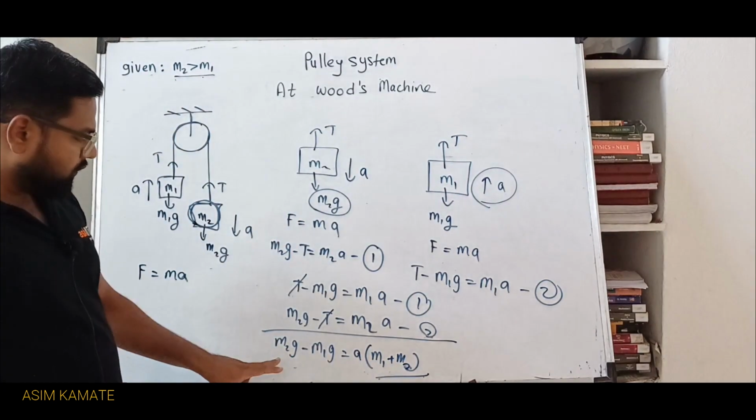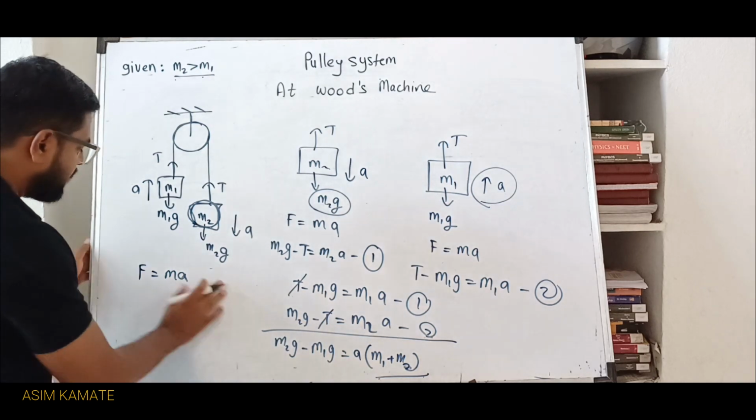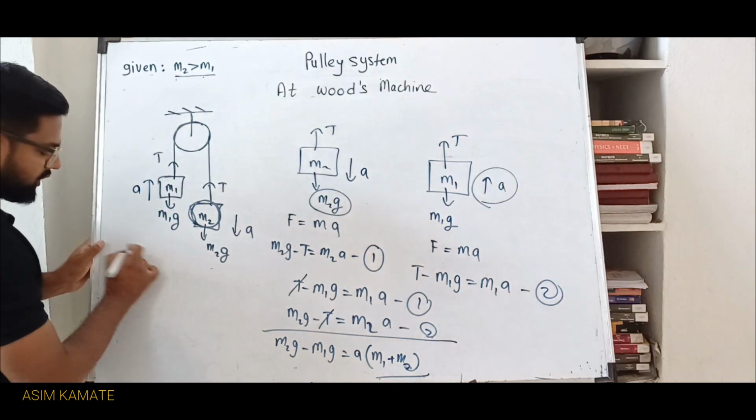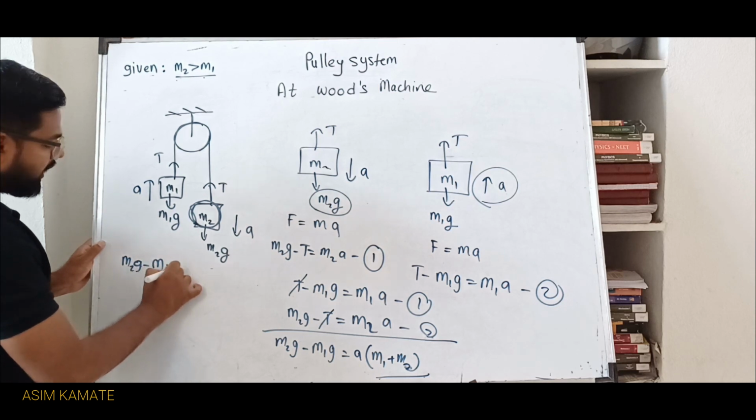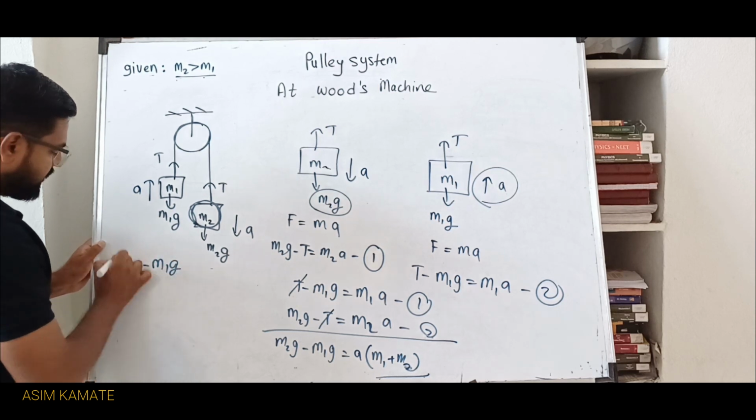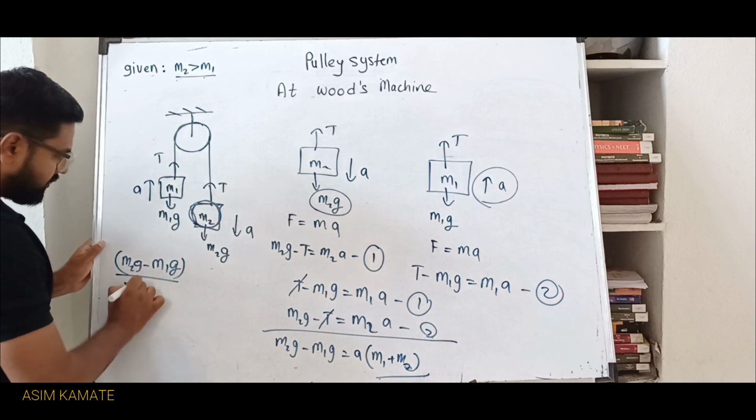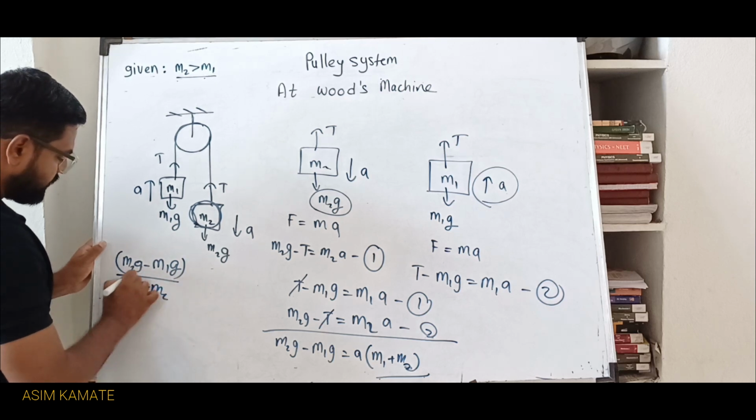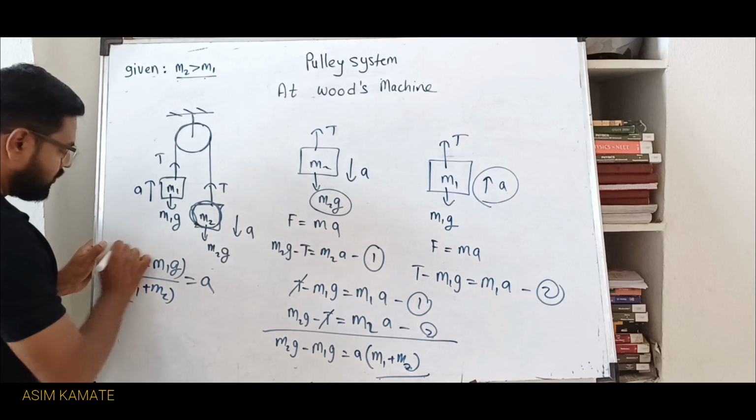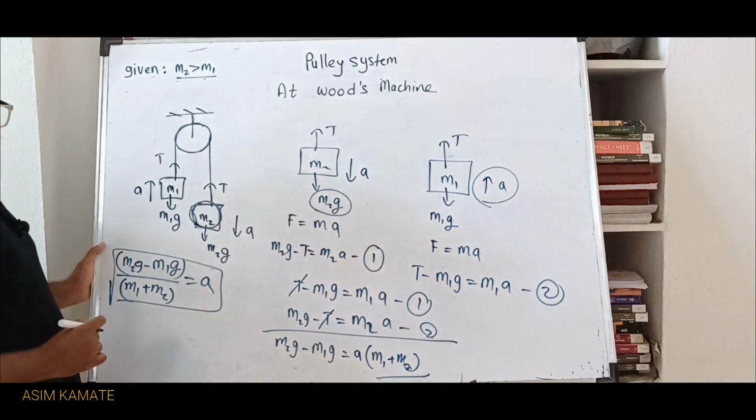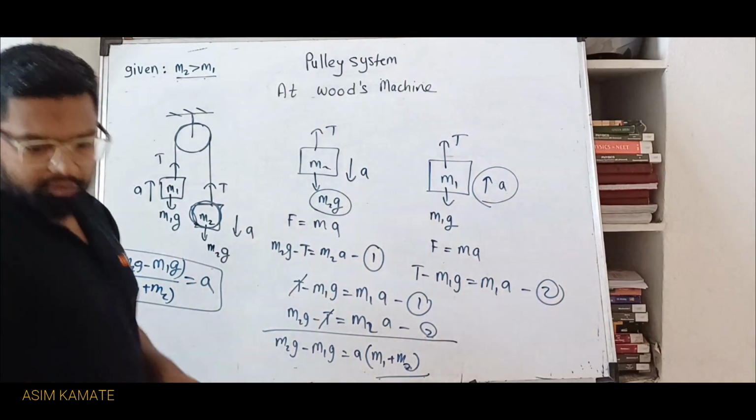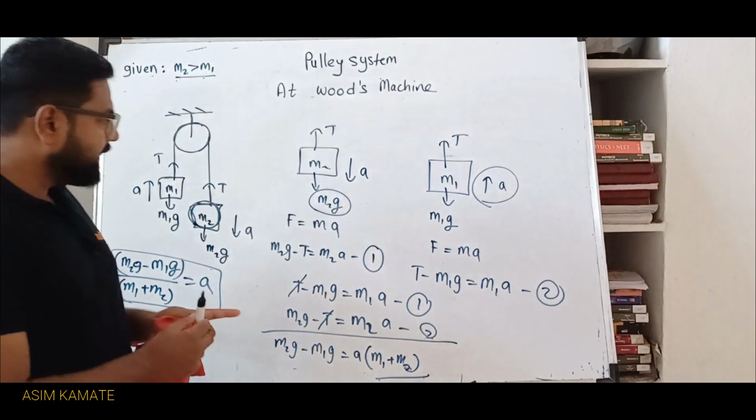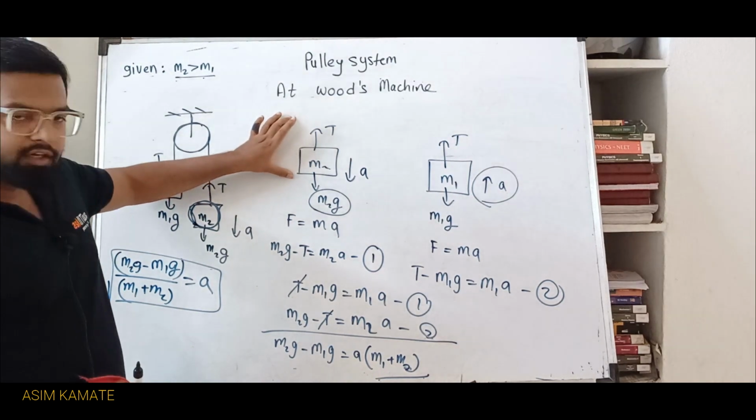Okay, so now look here, what we are getting for the value of acceleration, I will write down just here. You can just pay attention. You are getting m2g minus m1g, right, upon m1 plus m2 is equal to a. Have you got the value of acceleration? Is it clear to you? Any problem? Okay, now look here students, is it clear? Have you got the idea?